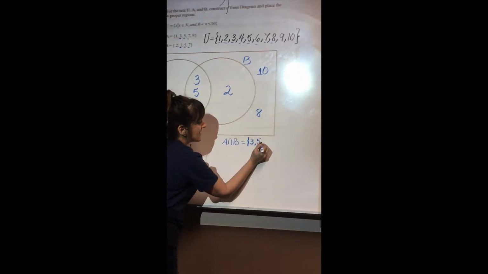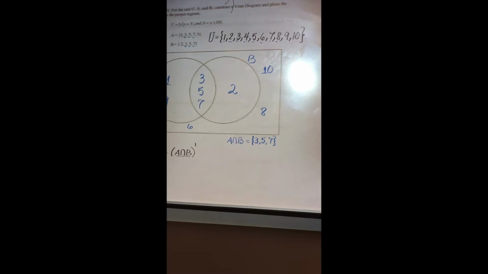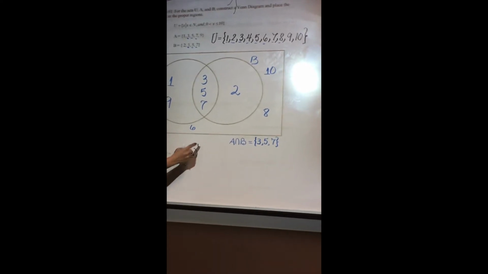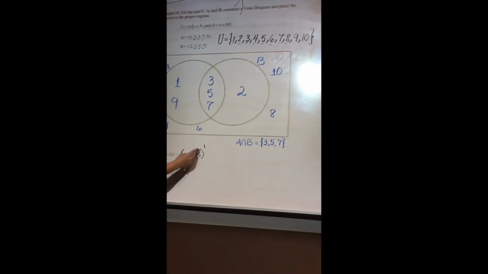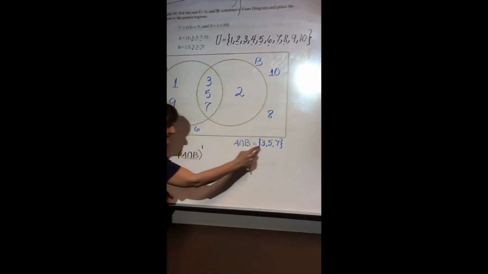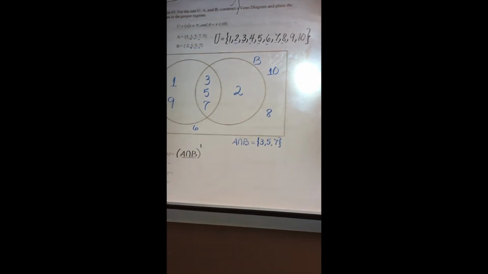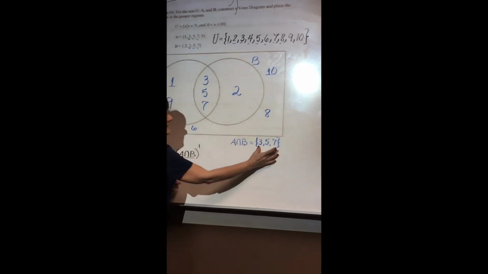3, 5, and 7. But we want the complement of that. What does the complement mean? It means everything that is outside of this set. Everything that is not those elements that are in the universal set, but that are not these elements.